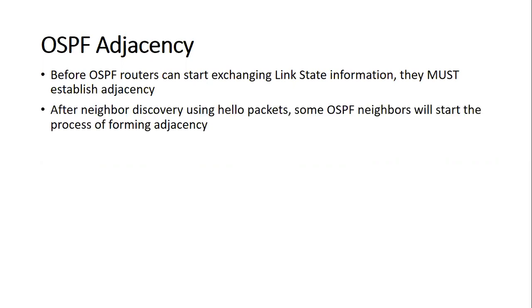After neighbor discovery using hello packets, which we looked at in our last video, and I have attached a link to that video so that you can recap on it, some OSPF routers will start the process of forming adjacency. Not all routers form adjacencies. We are going to look at network types in our next video, and we will see circumstances in which adjacencies are formed and circumstances in which adjacencies are not formed. For this video, we are going to look at the process of forming adjacencies.